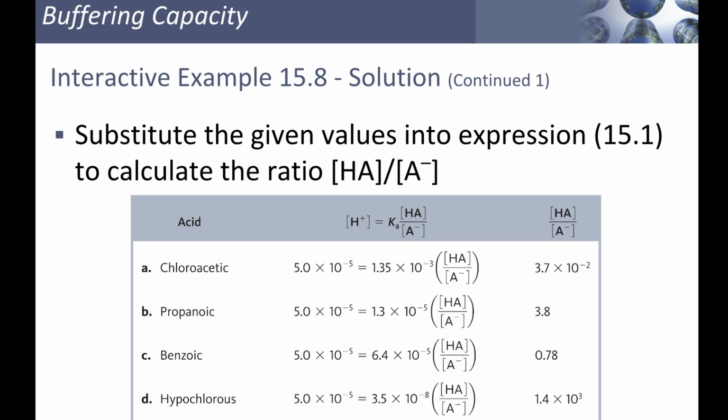Oh, I get what they're doing. You do the anti-log of 5.0. Really, if you look at it, ignoring everything else, which one is closest to 5 times 10 to the negative 5? That's really what you're looking for, because that's what the pH is. That would give you a ratio close to 1.